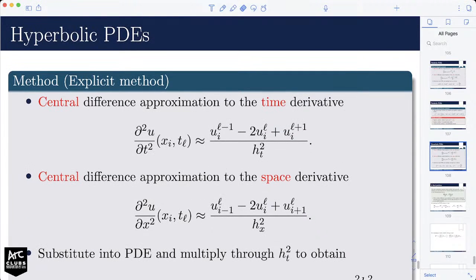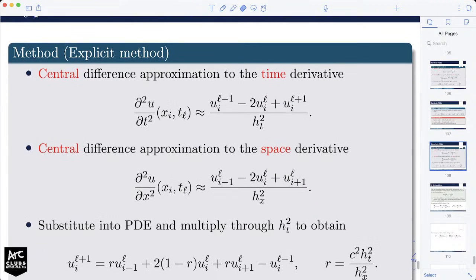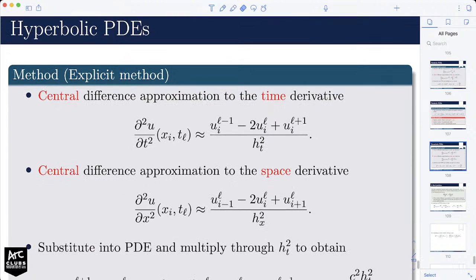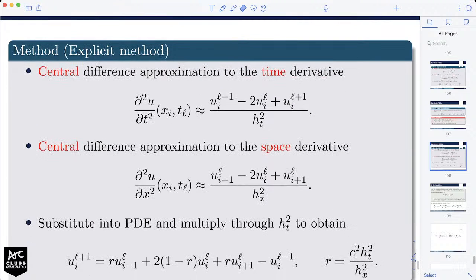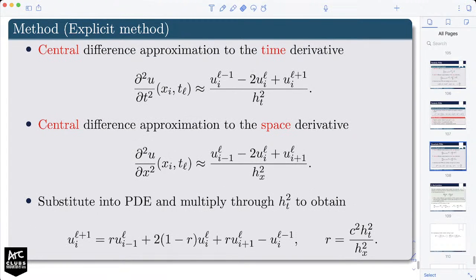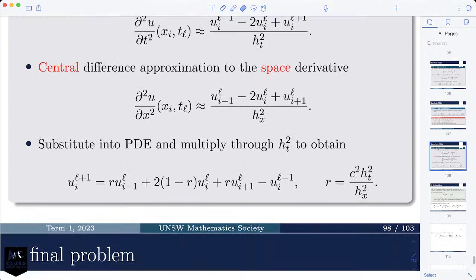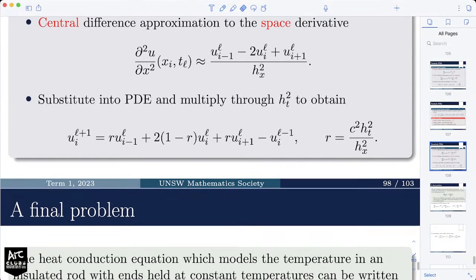And finally, we have our hyperbolic PDEs. Again, sort of same process. So we're going to use both central difference approximations to both our time and space derivative. Again, because it's hyperbolic, we're going to be dealing with our second order derivatives. And then same process. This is the formula that you guys get.